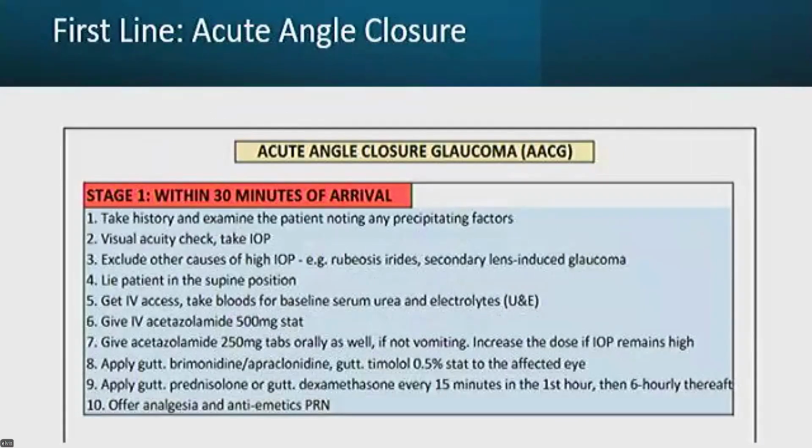And in acute angle closure glaucoma, even though medications are not definitive, they are definitely first line, because what you want to do is to bring down the intraocular pressure as much as possible, as fast as you can, to break the acute angle closure attack. So systemic carbonic anhydrase inhibitors to get as much IOP lowering as you can, as fast as you can.